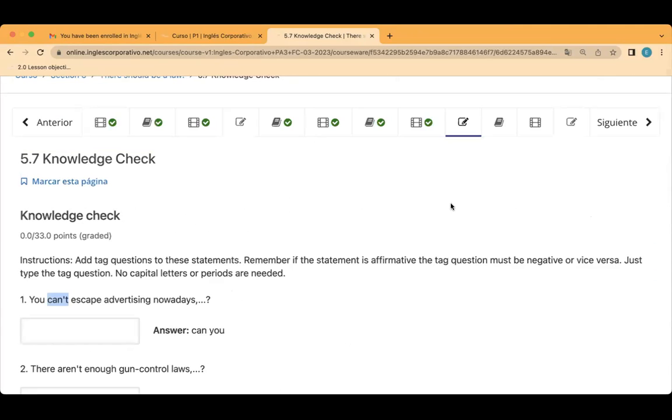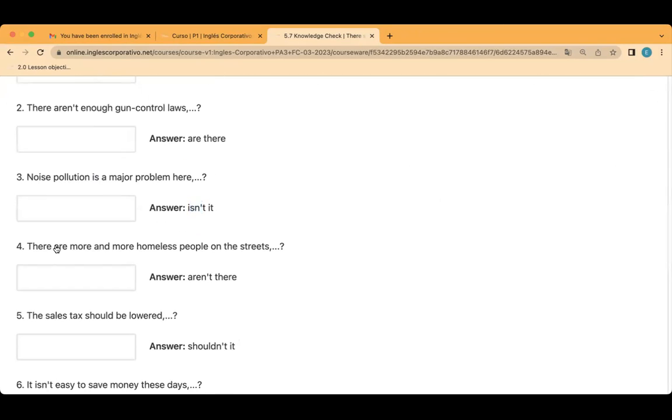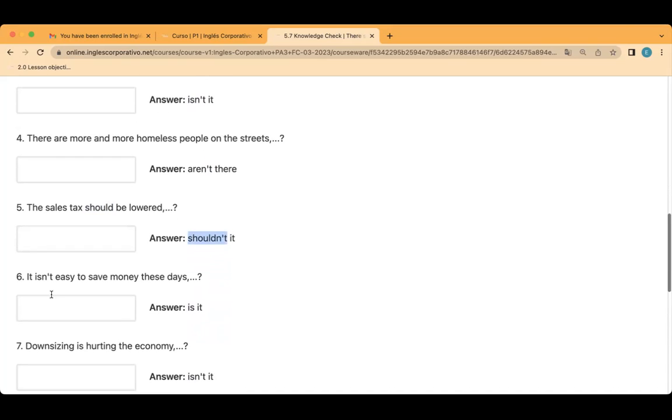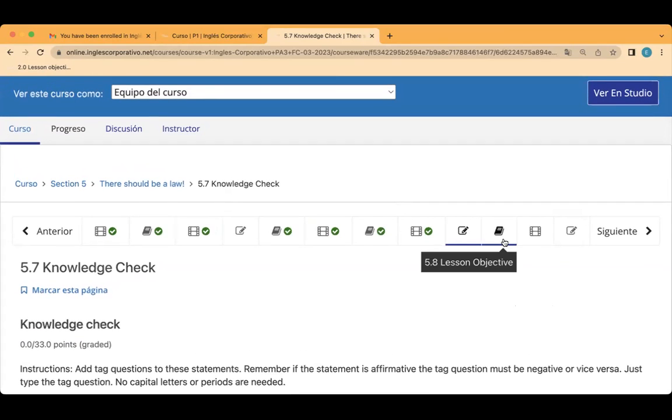Let's take a look to make sure that all of the things that you had are correct. Number 1 was can you, right? Then number 2, the auxiliary is aren't, so we use are. Number 3, auxiliary is, the tag is it. Number 4, the same, are, we use the opposite, aren't. Here, the modal should, so then it's obligation, use shouldn't. 6, isn't, so we use is. 7, the same, is and isn't. And the last one, the auxiliary doesn't, so we use does. Is it clear? Yes, teacher. Okay, great. I like that everybody understands clearly.